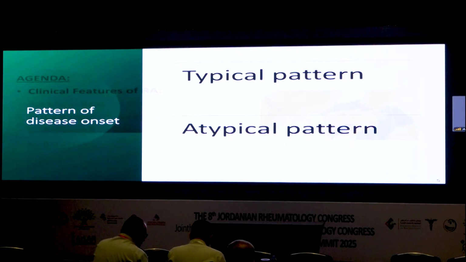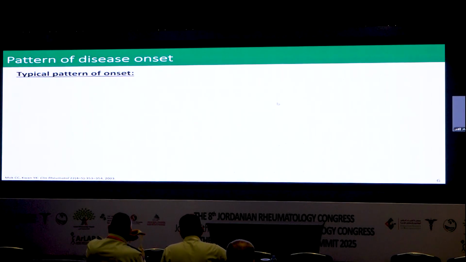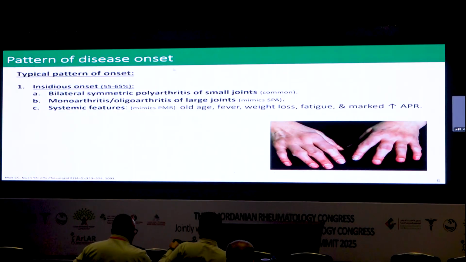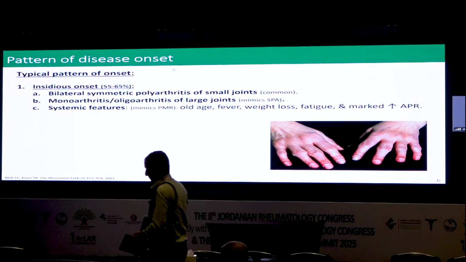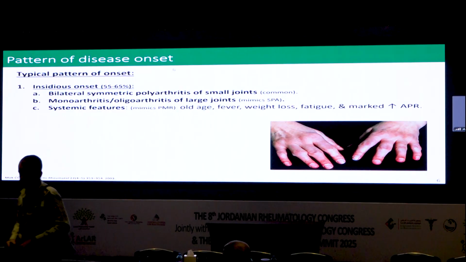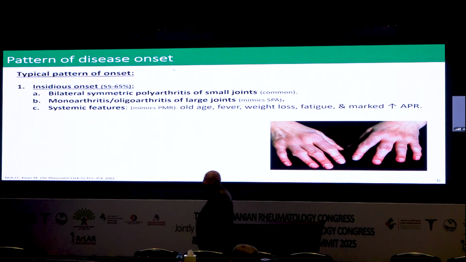The pattern of disease onset of rheumatoid arthritis may be typical or atypical. The typical pattern of onset, usually in 55% or more of patients, comes with an insidious onset of bilateral symmetrical polyarthritis of the small joints, which is very common. It may mimic spondyloarthropathy, presenting as monoarthritis or arthritis in large joints, or may mimic polymyalgia rheumatica with systemic features in the form of fever, weight loss and fatigue, with marked elevation of acute phase reactants, usually occurring in old age.